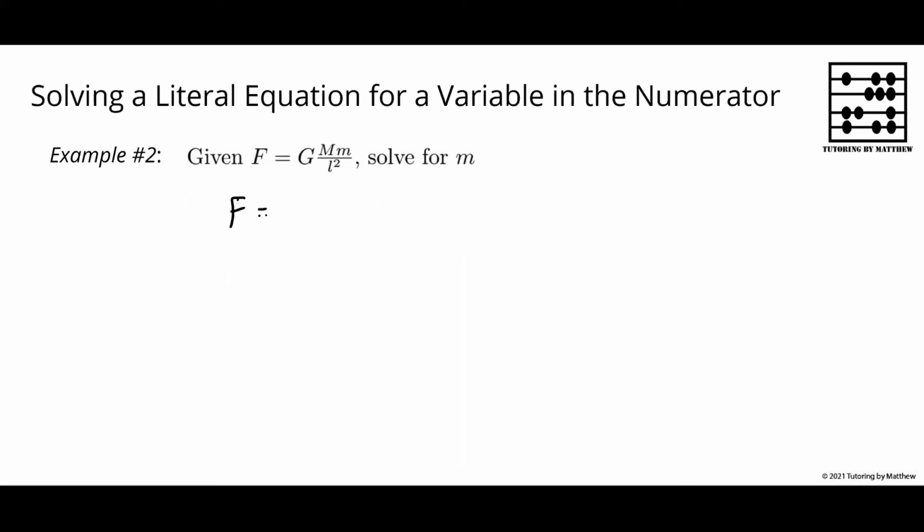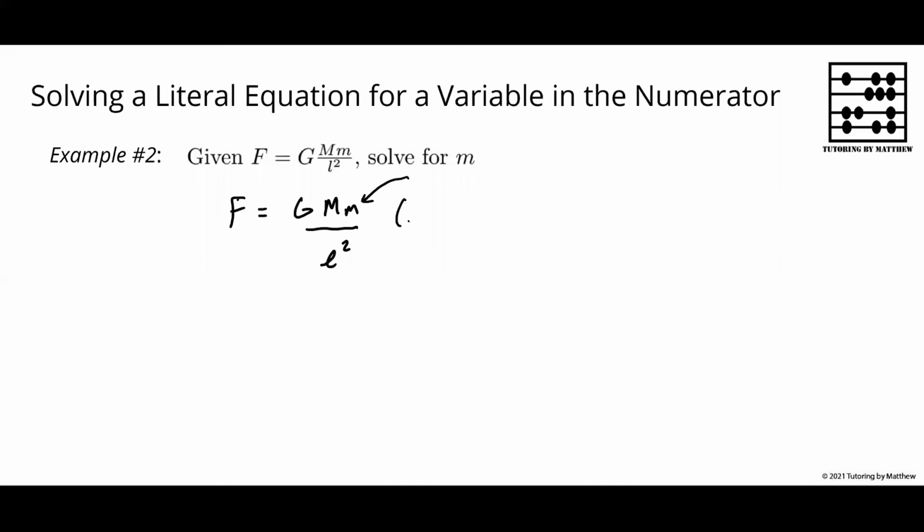Let's start by rewriting the given equation with big G, big M, and little m over L squared. Again, G, big M, and little m are in the numerator. Always identify the variable that you're solving for, that way you don't lose track of it along the way.